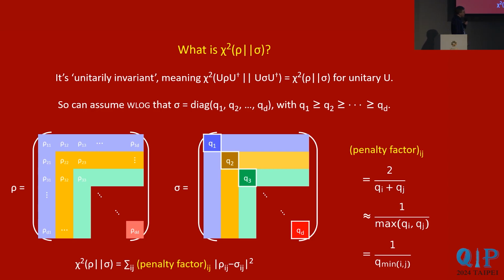And in particular, since there's no inherent lower bound, the smallest eigenvalue can be arbitrarily close to 0 or even 0. These penalty factors can get larger and larger. So you're getting penalized more and more the wronger you are about the bottom right parts of the matrix. Okay, so that's the definition of chi-squared divergence.